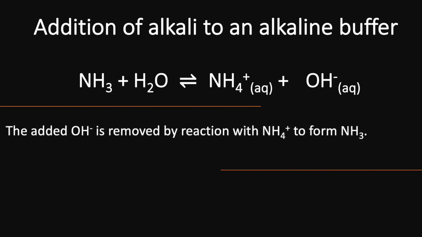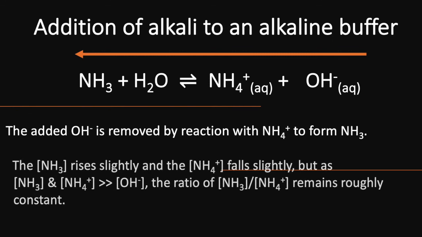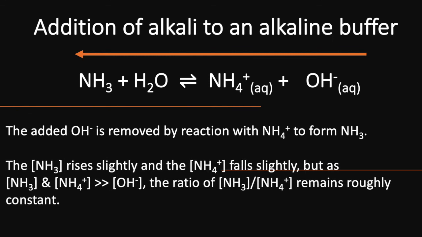We can now look at the effect of adding alkali to our buffer. If we add OH minus ions, then they will be removed by reaction with the ammonium ions to form NH3, and the equilibrium will shift to the left-hand side. That means our concentration of ammonia will rise slightly, and the concentration of ammonium ions will fall slightly. But as the concentrations of both ammonia and ammonium are much greater than hydroxide, that ratio remains fairly constant, and that means that the pH will stay constant as well.